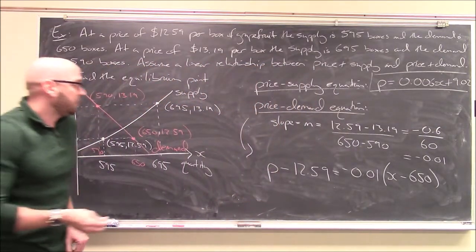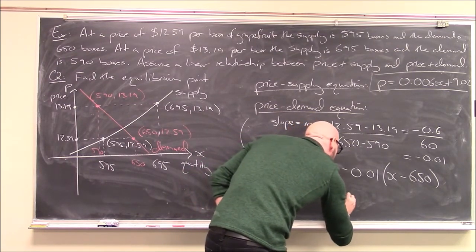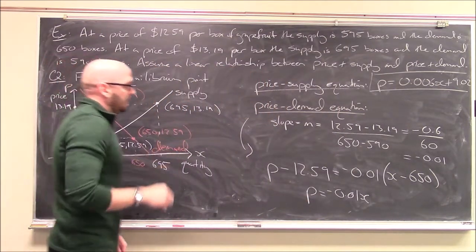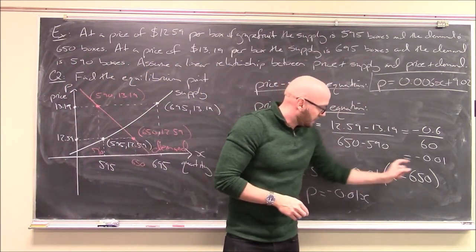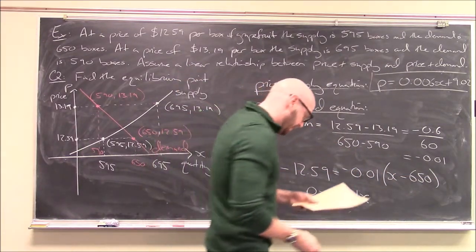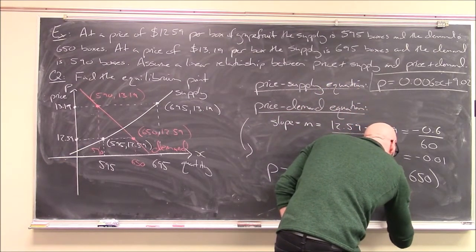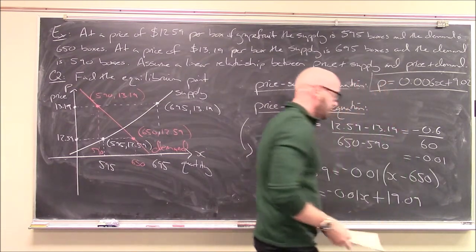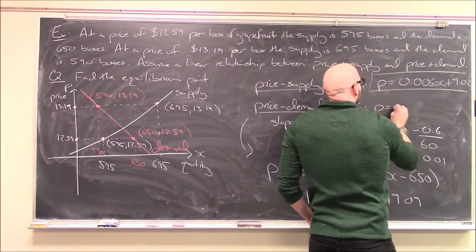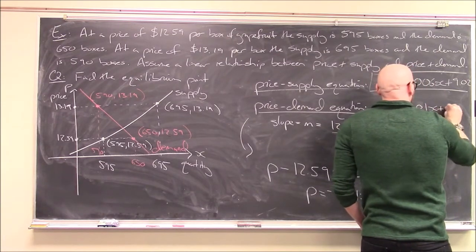Once again, I want to solve for p. We want to put this in the slope-intercept form. So this is p equals minus 0.01x. Then we've got minus 0.01 times minus 650 plus 12.59. Again, I've already worked this out. This comes out to plus 19.09. So our price demand equation is p equals minus 0.01x plus 19.09.